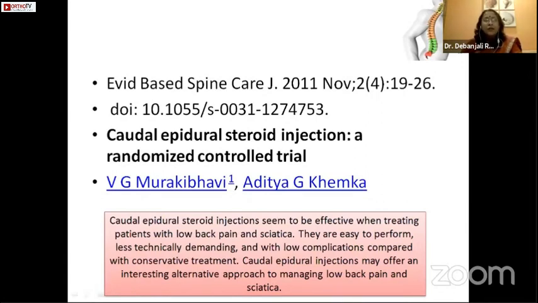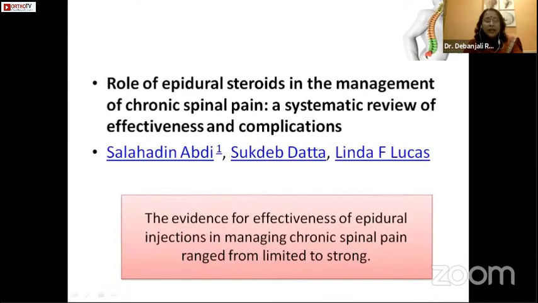They said that caudal epidural is effective because it is technically easy to give, has low complications compared to other techniques, and so it is interestingly more in demand in the management of low back pain and sciatica.